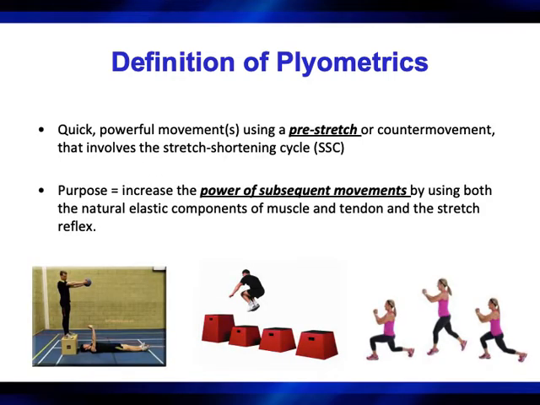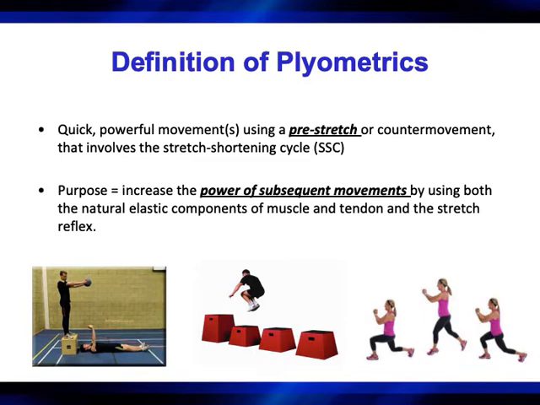Now let's further expand on our definition of plyometrics. These are quick, powerful movements using a pre-stretch or counter movement that involves the stretch-shortening cycle. We'll talk about that more on the next slide. Why do we need this pre-stretch? Well, the purpose is really to increase the power of the subsequent movement by using both the natural elastic components of muscle and tendon and the stretch reflex.